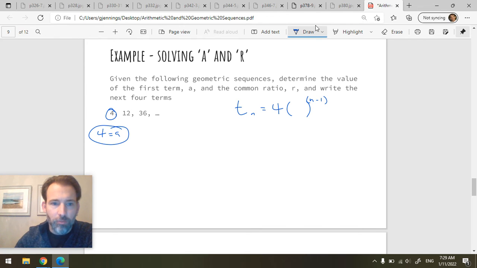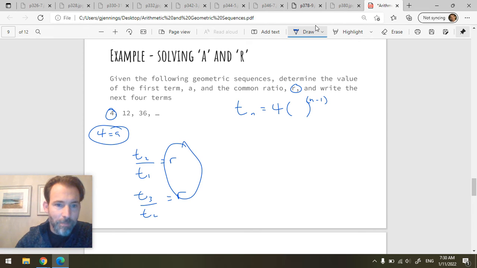Okay, so let's find the ratio here. The way I do that is I divide two adjacent terms. So I'm going to take t2 and divide it by t1. That will give me the common ratio. Or I could do, and in fact I should do, t3 divided by t2, and that should also give me the ratio. When these two things are the same, then I know I have a geometric sequence. This is how you recognize them.